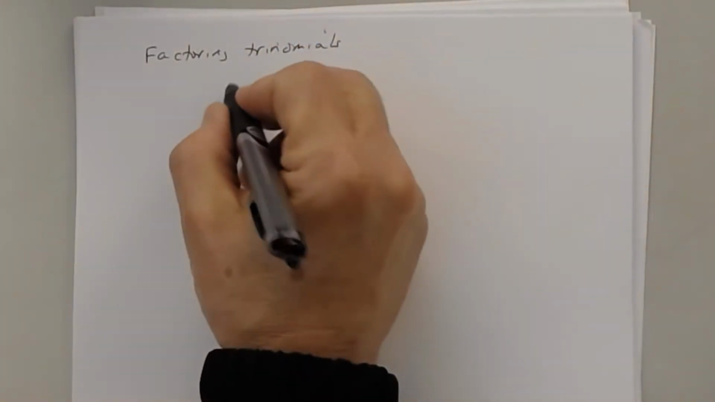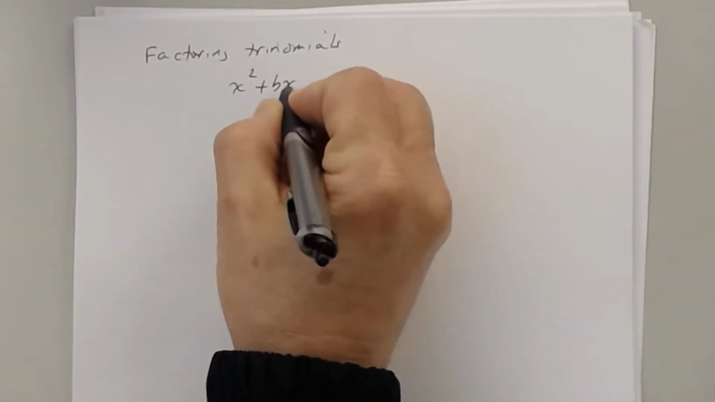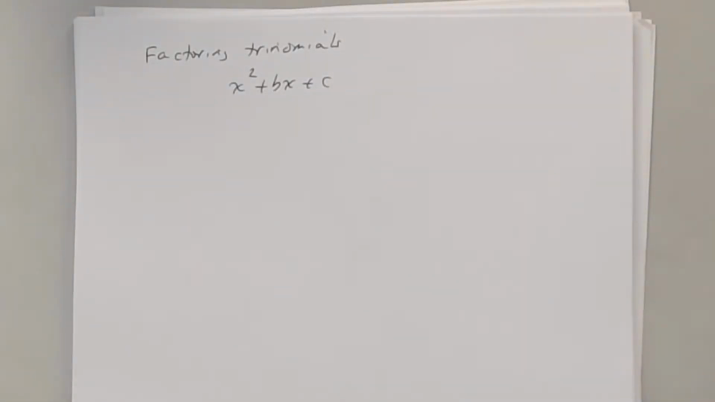Will be in the form x squared plus bx plus c. So x squared plus bx plus c. So the factoring here that we're about to do, the coefficient of x squared is going to be 1. If the coefficient of x squared is 1, that's the easy kind to deal with. You can see what it's going to look like.